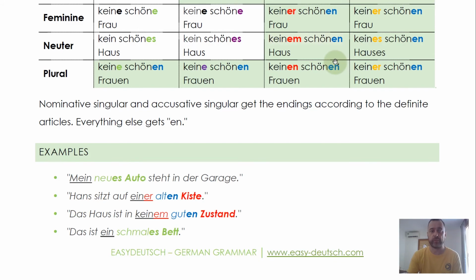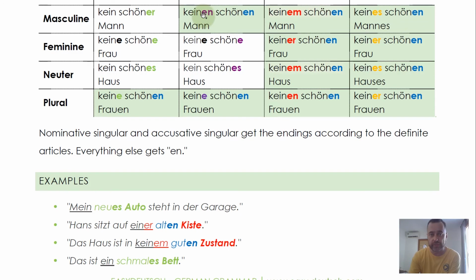You can always remember that if I have an article in front and it's dative, genitive, or plural, always en, and accusative masculine, also always en, because we have the en at the article already, and it's a hint. If you have an en at the article, it's always en at the adjective.